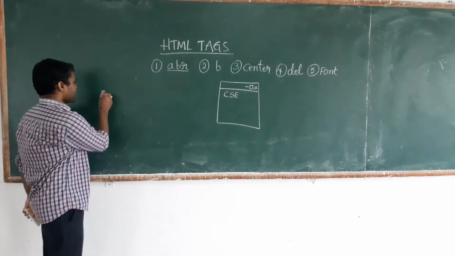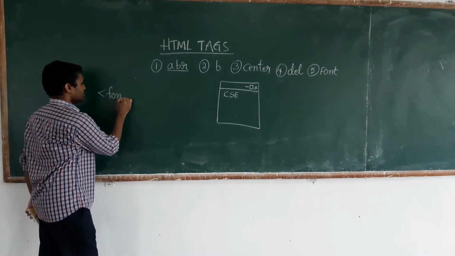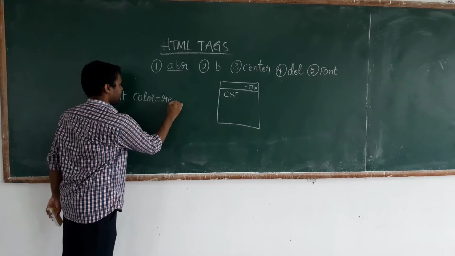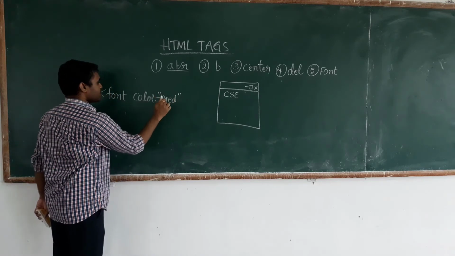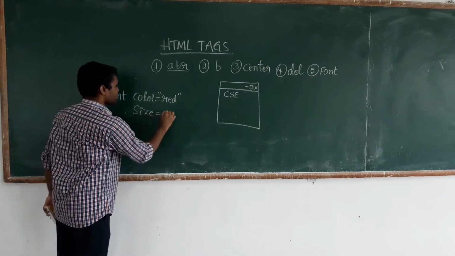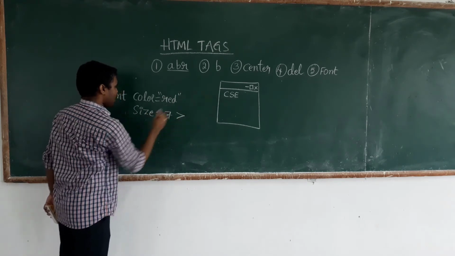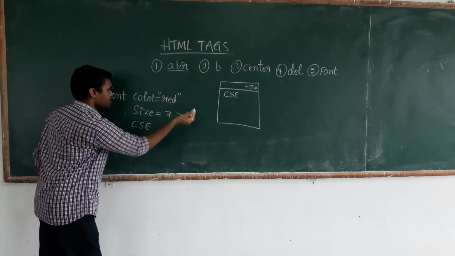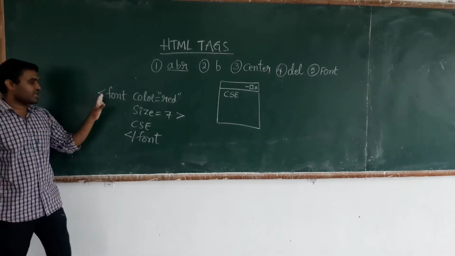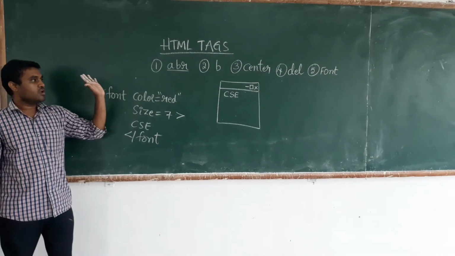So I can write a statement like this: font color is equal to red. So I have to display this red color text with size 7. Let us say for example 7. Size is equal to 7 and the text is CSE and the font is font tag. This is starting tag, this is ending tag. So this is the 5th one.